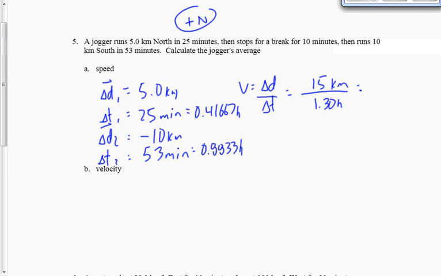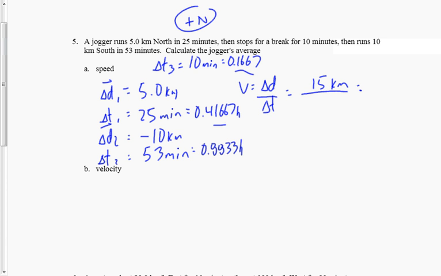Here's my issue. I got a third phase. It's actually in the middle where I took a break, 10 minutes, which corresponds to 0.167 hours. And the displacement during that stage in the middle was 0. So the distance is still the same, 15 kilometers, but my time is no longer 1.3 hours. My time ends up being 1.4667 hours. It's the sum of all of the times put together.